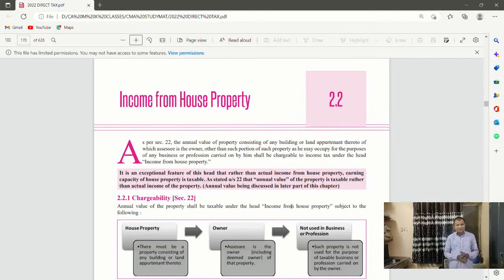Now we have finished the ICI study mate on house property. Now we are going to start the CMA study mate, the latest study mate, that is the 2022 study mate.